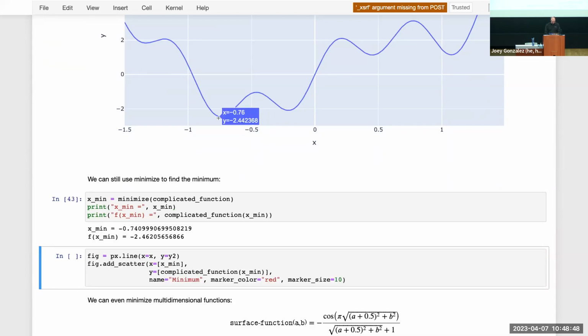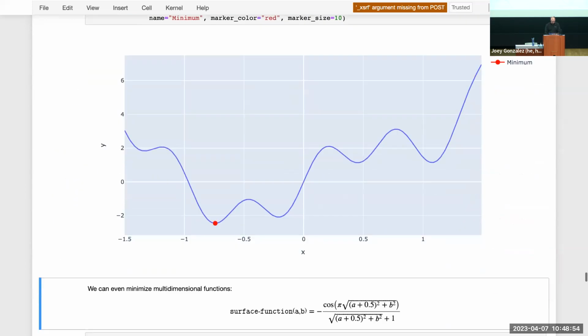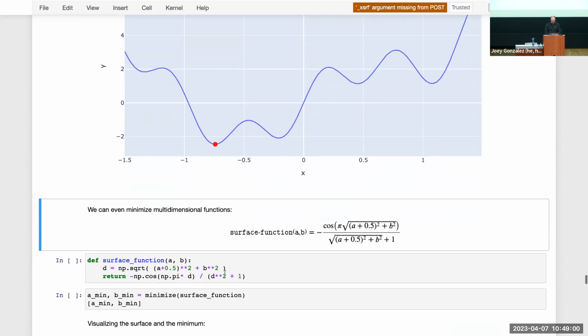Did I get it right? So that looks like the minimum, 0.74 is my x min. And yeah, it looks like I got it right. Puts the red dot right in the right spot. It's kind of magic, right? Yeah, it's magic to me too.